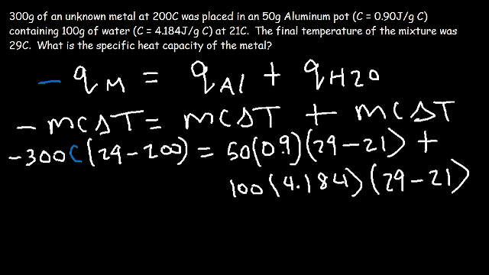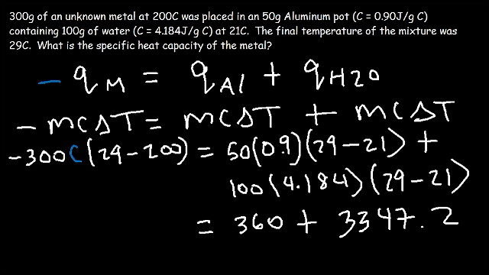So for aluminum, 29 minus 21 is 8, times 0.9, times 50. So that's 360 joules of energy that was absorbed by the aluminum pot. Now in the case of water, it's a temperature change of 8 times 100 times 4.184. That means that water absorbed 3,347.2 joules.